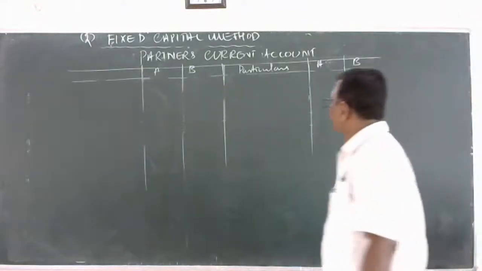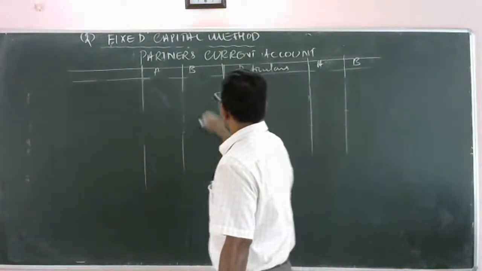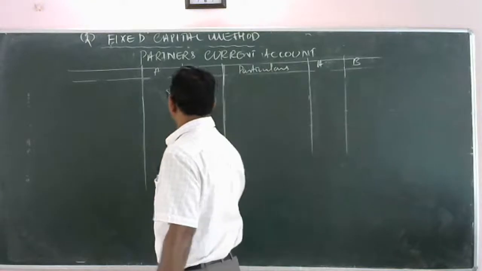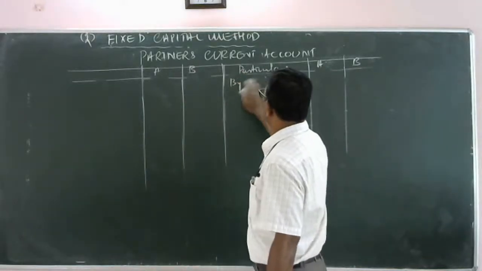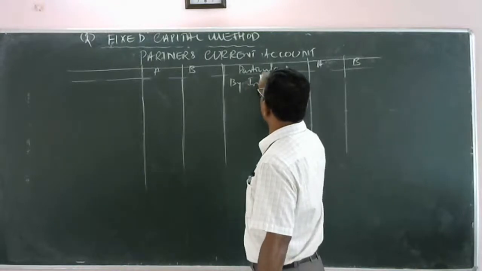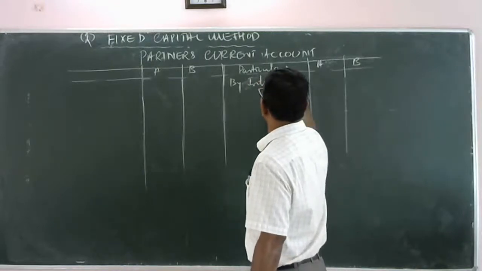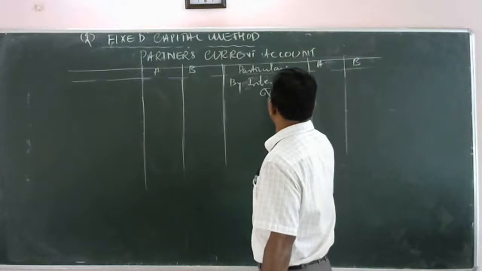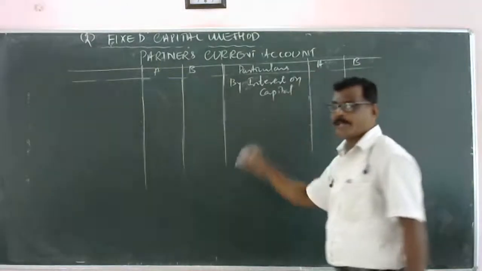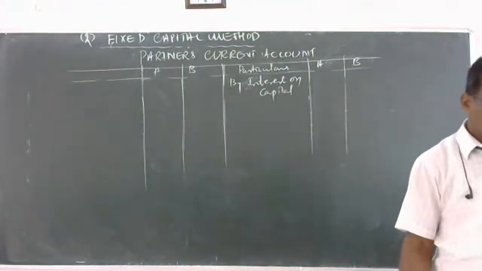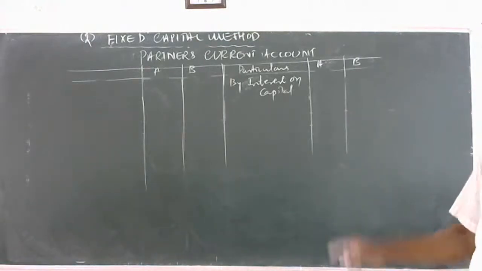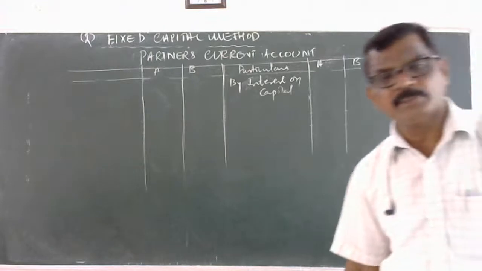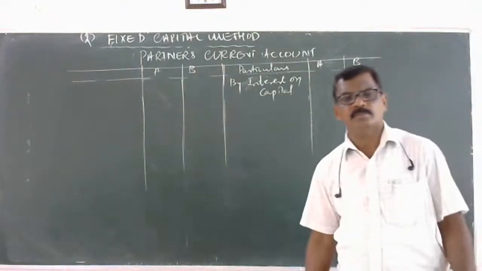So here you have to take the balance of, so there is no balance here, interest on capital. Interest on capital. If there is any current account balance, that should be taken. Current account balance: if credit balance is there, you have to credit to current account. If debit balance is there, you have to debit to current account.